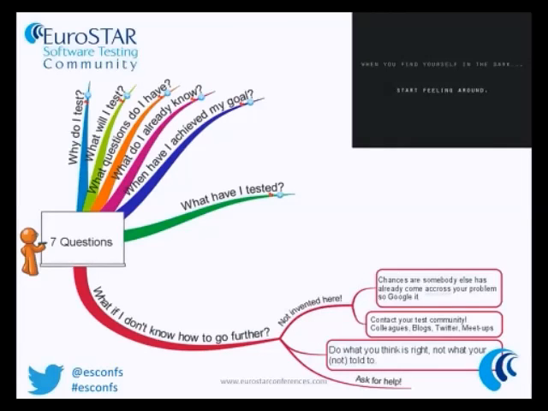And at some point you might have a feeling that, well, I don't know anymore. What if I don't know how to go further? Well, rest assured, you will not be the first tester that doesn't know what to do at some point during a project.